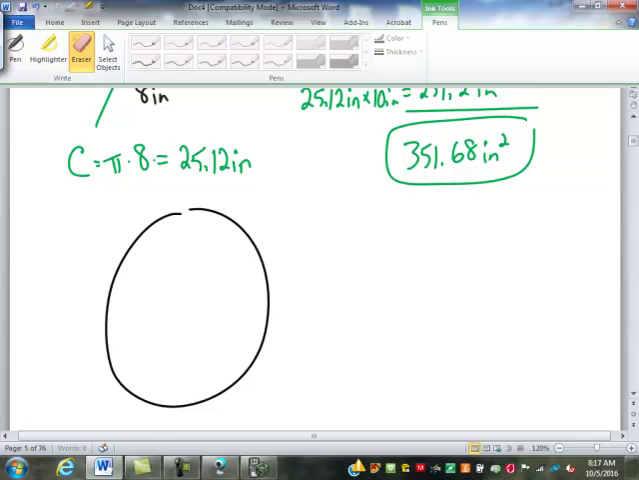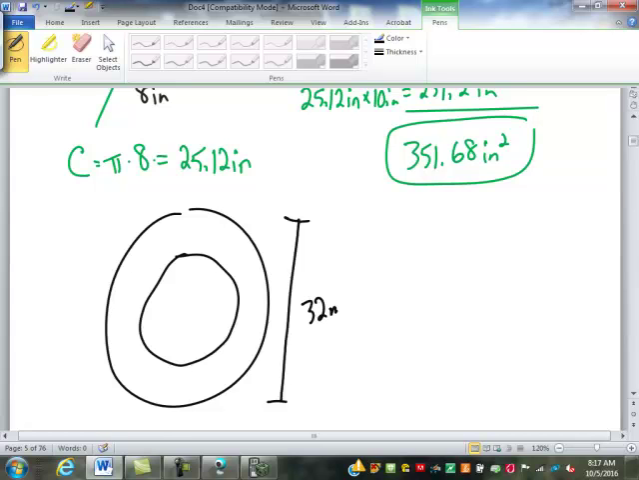Try that again. Pretend that looks like a washer. If this washer is 32 millimeters diameter, this is 6 millimeters. Find the area of the metal. How would we find that area?